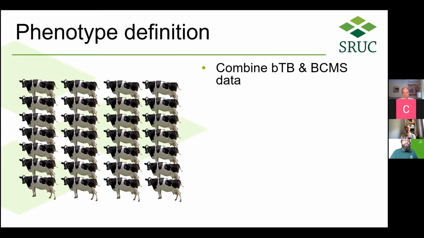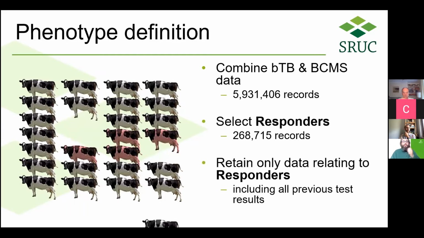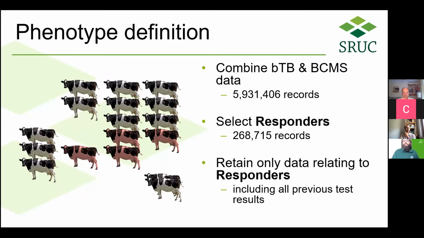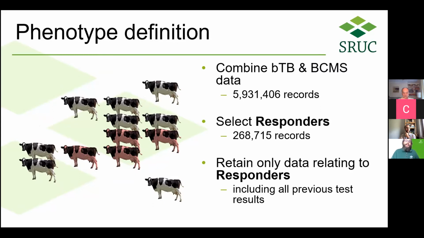One of the main issues is phenotype definition, and that's getting a really clean phenotype, our label to start with. What we wanted to do was select our responders because we know they have failed the skin test. But there's the issue that we don't know when they actually have TB. So we need a clean non-responder as well. What we do is take the responders and only retain their data.